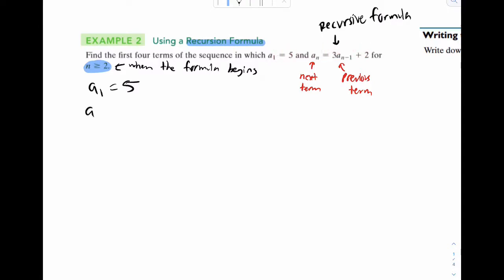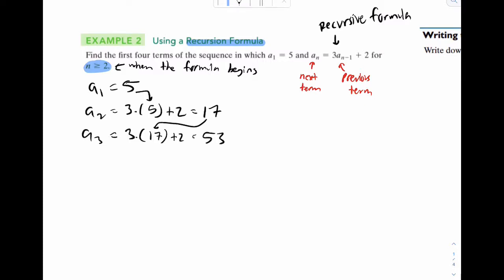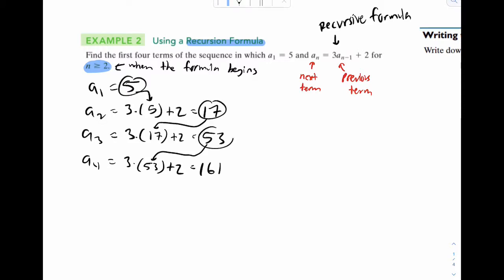So for example, if I want a sub 2, I have to do 3 times my previous term, which is 5, and then add 2. Therefore, a sub 2 is 17. So if I want the next term, I have to do 3 times my previous term, which is 17, and add 2, which is 53. So if I want my next term, I got to do 3 times my previous term, which is 53, and add 2, which would be 161. So right there are the first 4 terms.